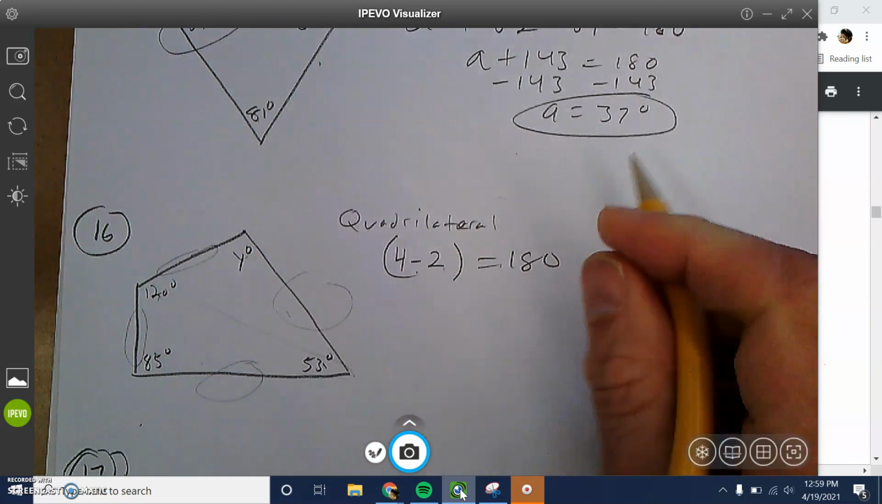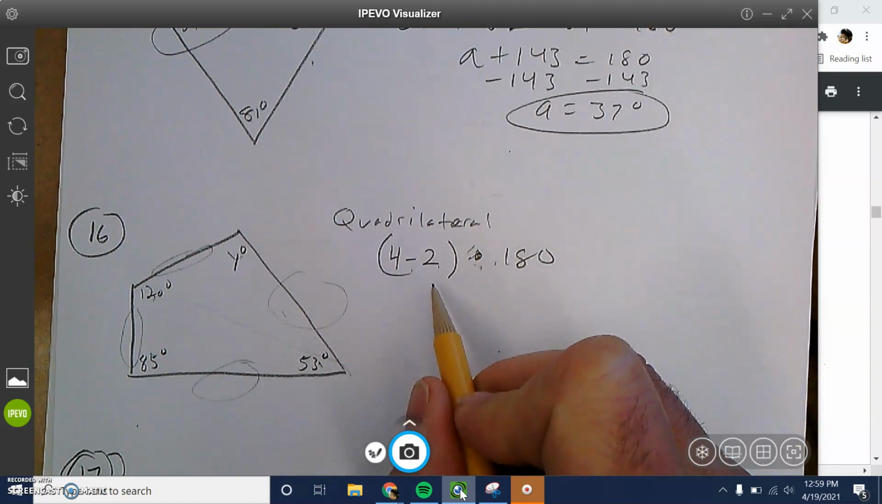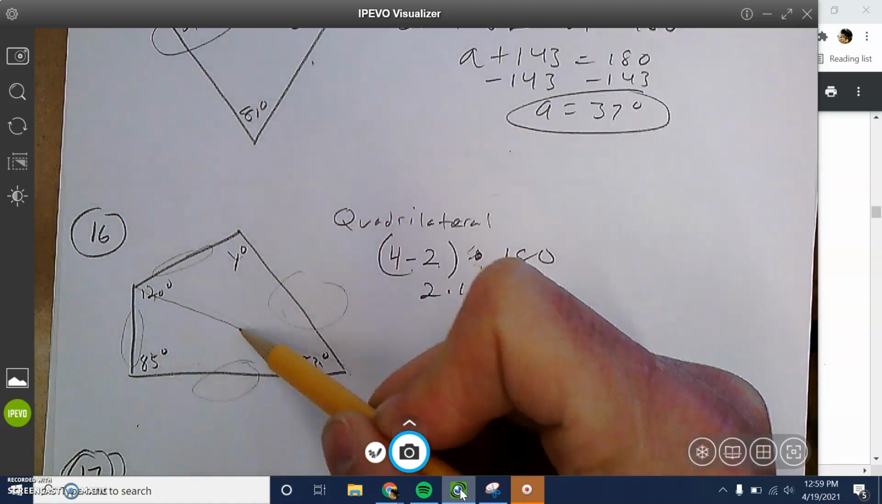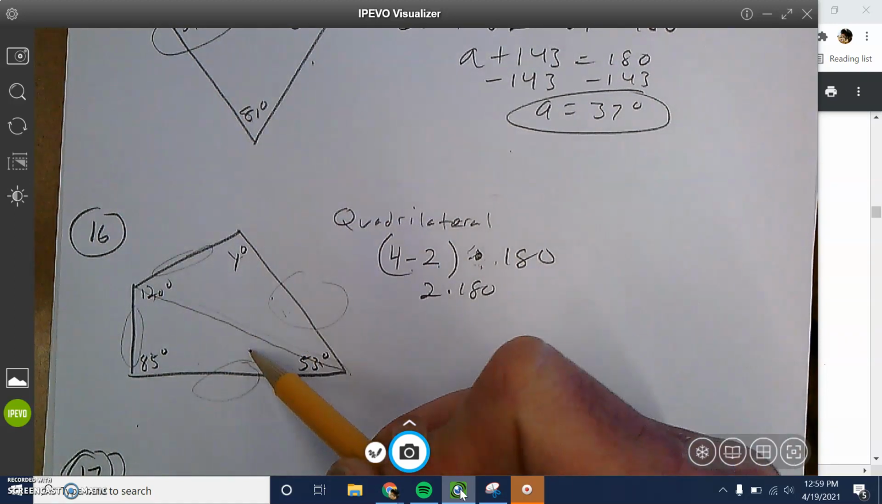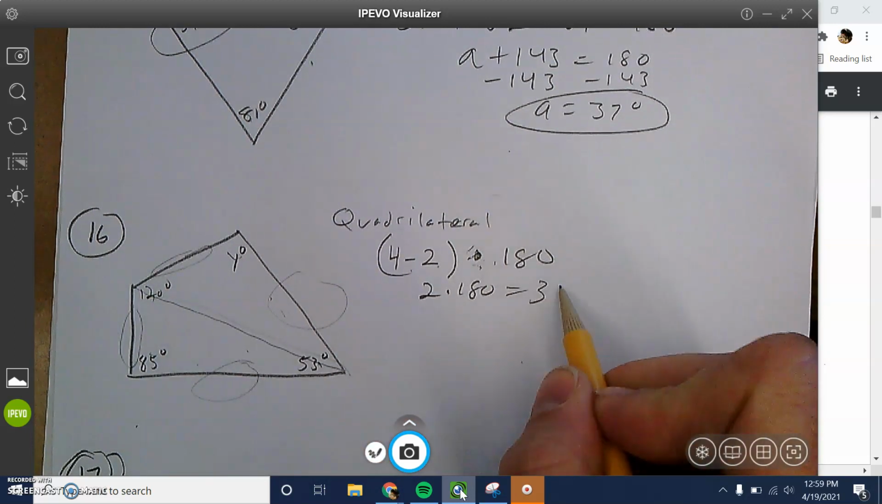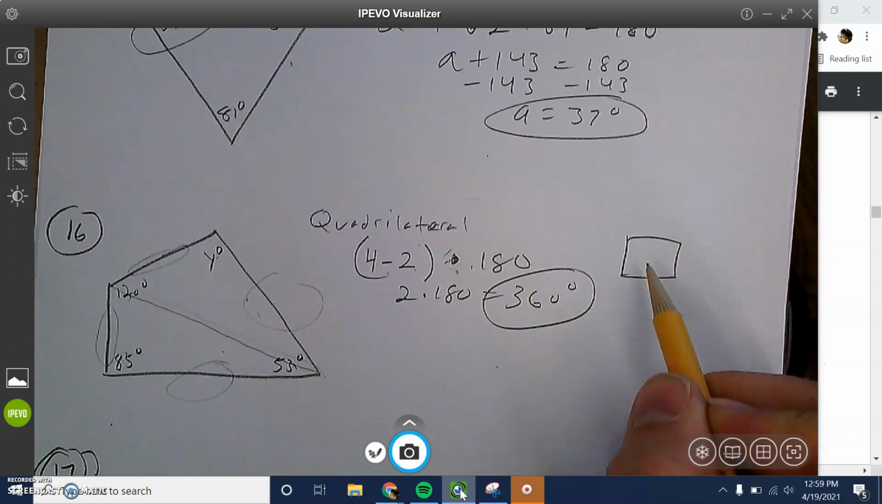So 4 minus 2, sorry, times 180, my bad. Times 180. So that's 2 times 180. Oh, if you want to draw, here's a triangle if you want. That's just a little sketch. You don't have to draw that if you want. Equals 360. Okay, so any quadrilateral, even like a square, which you know has right angles, right?